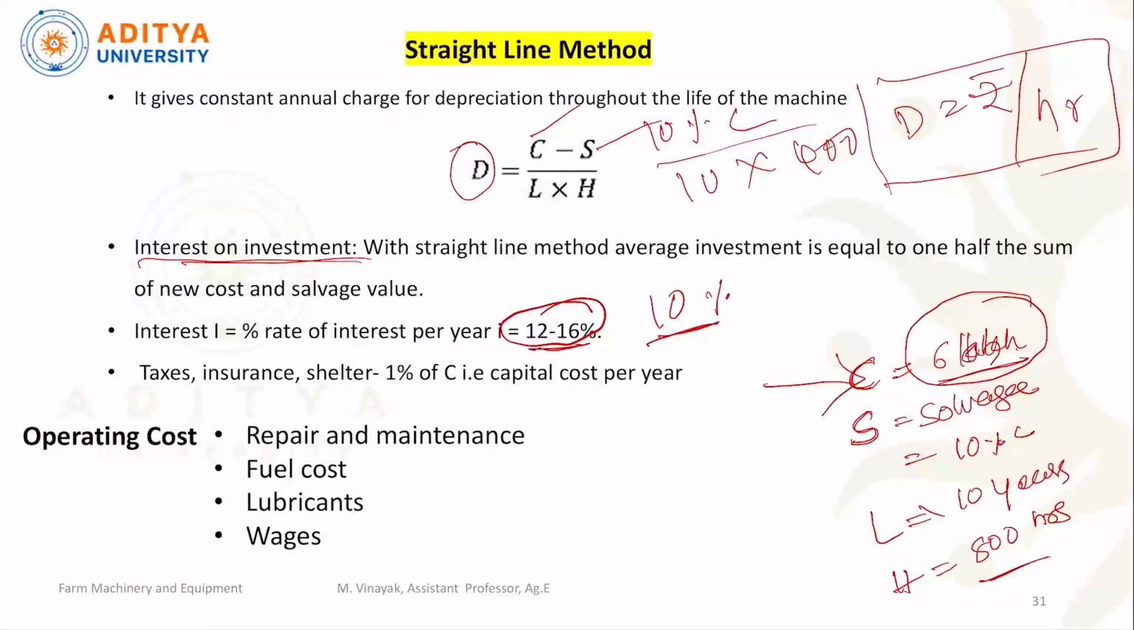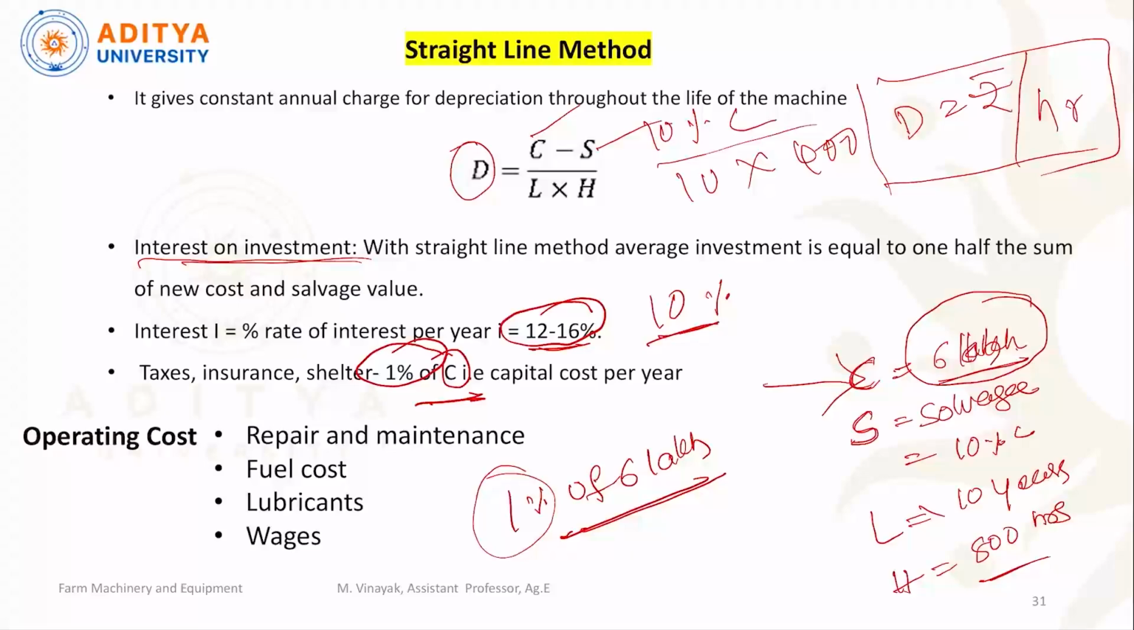Next one is taxes, insurance and shelter, 1 percentage of C. Here C is the initial cost of the machine, so 1 percentage of 6 lakhs, that is 6,000, for paying taxes, for the construction of shelters, and for insurance purposes. Next one is the operating cost.